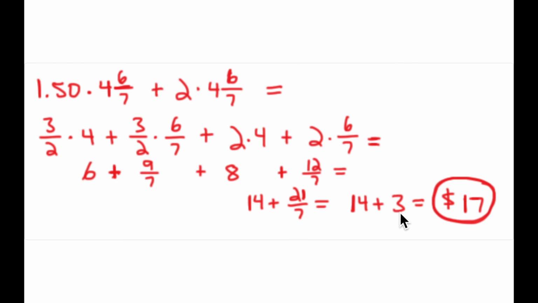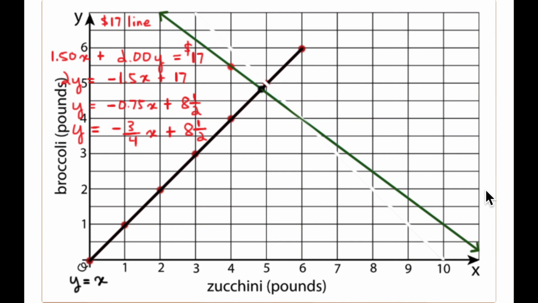And you add these two together. 14 plus 3 is equal to that $17. So it does work. So you go back to here. This point is where the number of pounds of zucchini and the number of pounds of broccoli are equal, and that's 4 and 6/7 pounds. And at the same time, that combination costs $17.